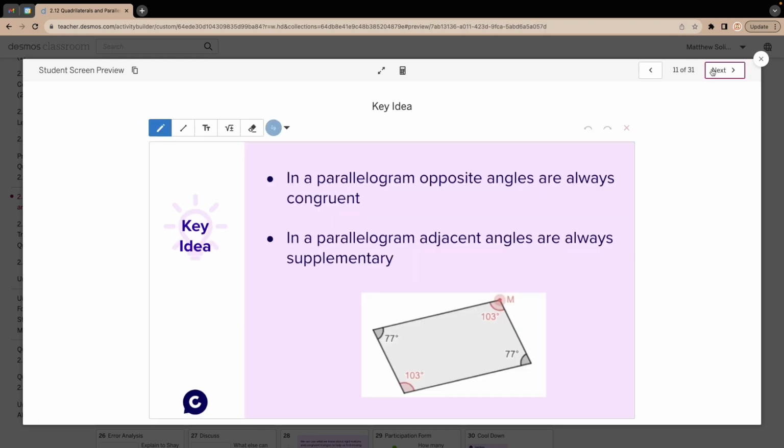So in a parallelogram, opposite angles are equal, and the angles next to each other, we call them adjacent. So if you're sitting adjacent to someone, you're next to them. Adjacent angles add up to 180. So these add up to 180. These are next to each other. They add up to 180. These ones add up to 180. These add up to 180. And the ones across are equal.